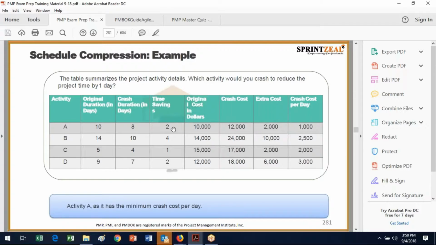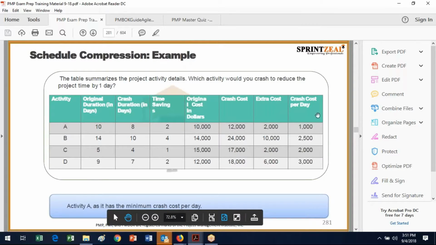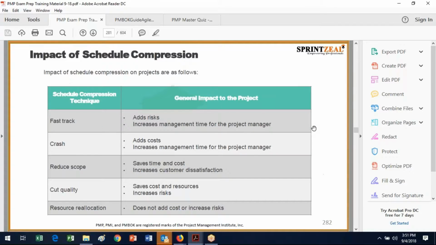2,000, and then divided by the 2 days is 1,000. Whereas this one, you've got the extra cost is 10,000 divided by 4, 2,500. 2,000 is, you get 1 day for 2,000, and here you save 2 days for 3,000. So if you wanted to reduce your schedule by 1 day, you've got to look for the one that does it at the least cost. Okay.